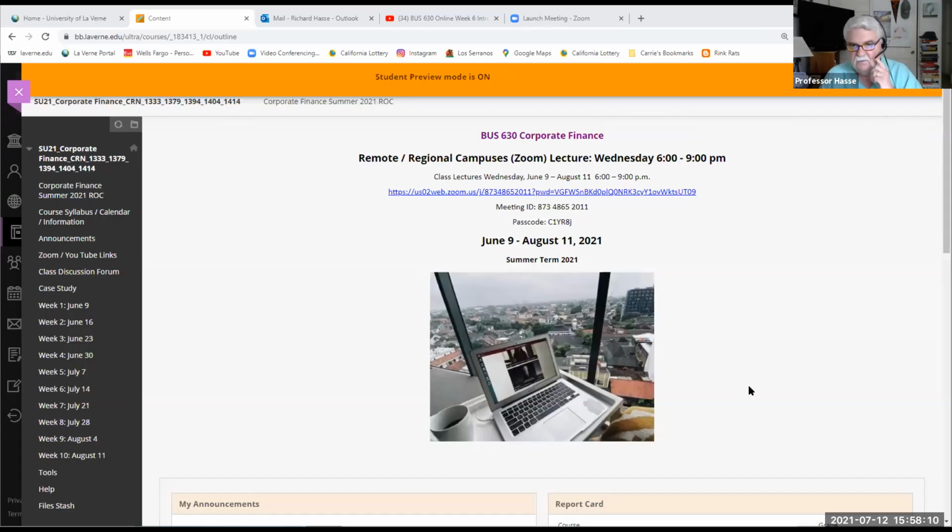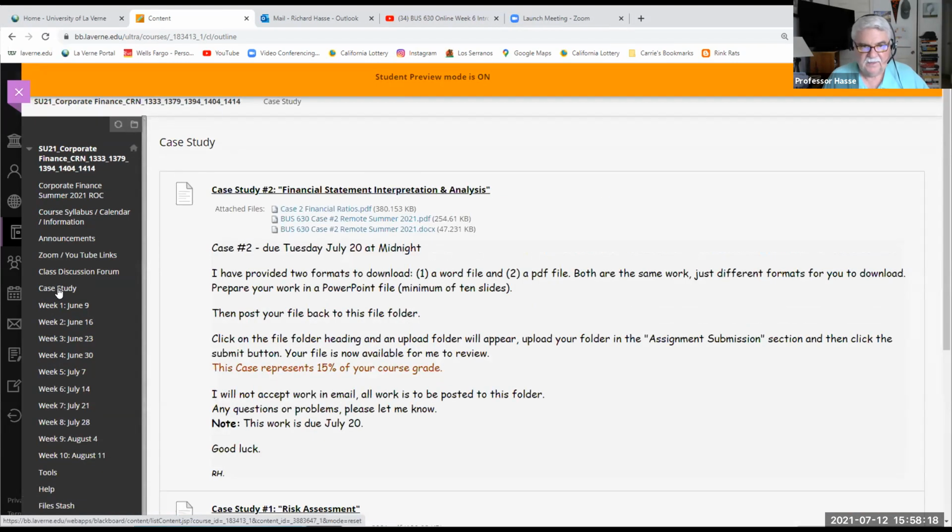Here's our Blackboard file folder, which I'm sure many of you are getting very familiar with. Again, if you go to the case study format file folder, there's our case number 2, which is due in a week, July 20th. It's a PowerPoint presentation, minimum 10 slides, about a financial analysis of the company that you selected way back in week 1 of our course.